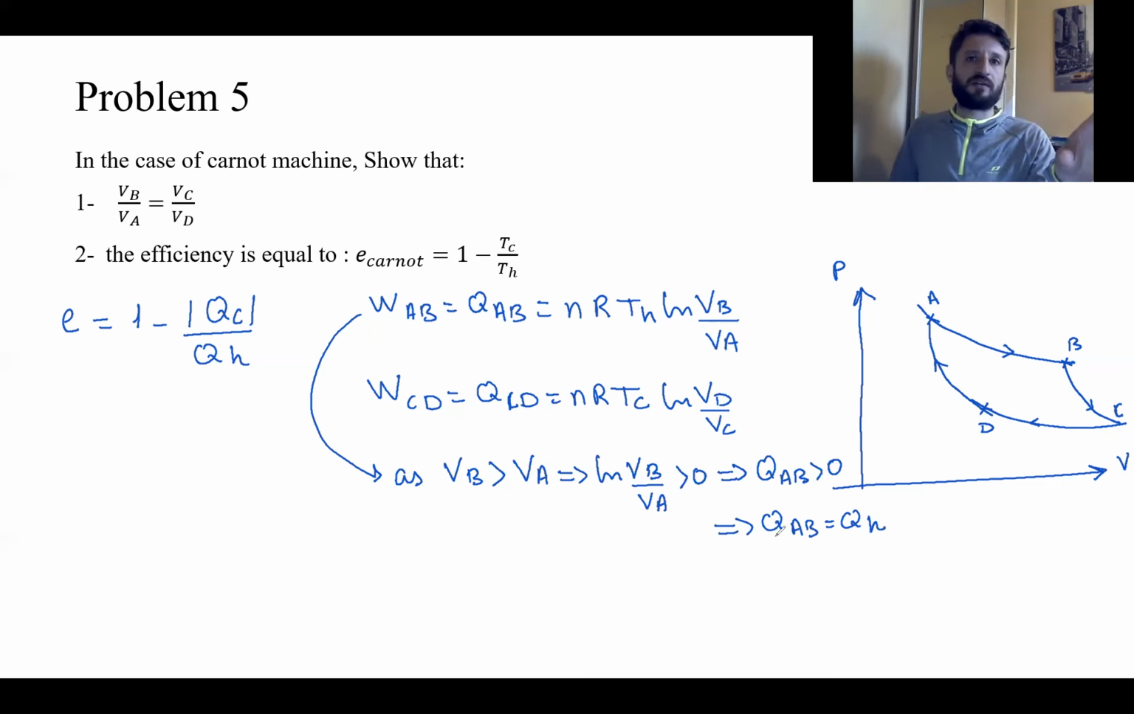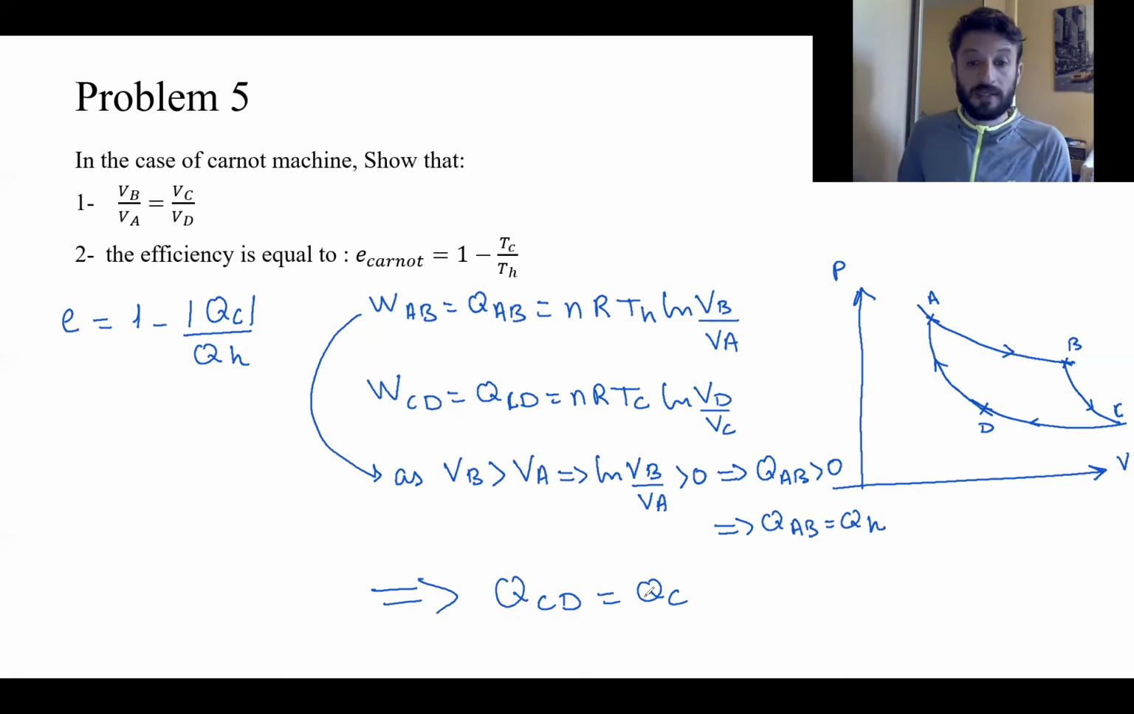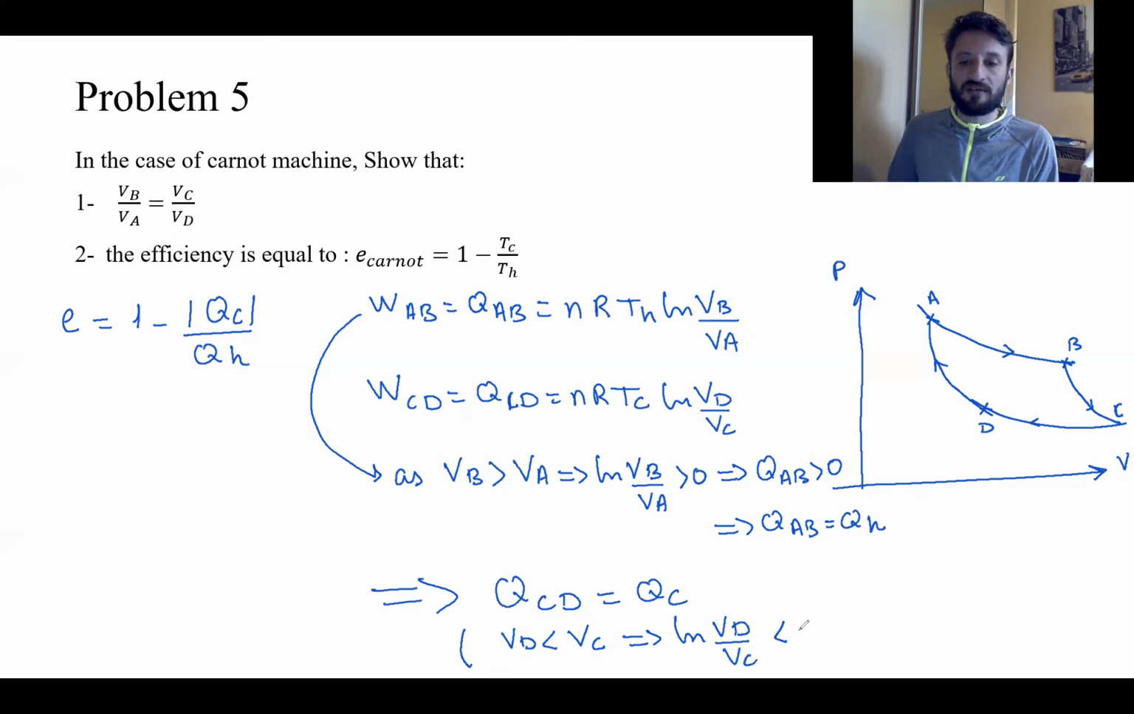If you have one is hot, the other will be cold. So QCD is Q cold. If you want to prove QCD, VD is less than VC, so ln VD divided by VC is negative, and we can say QCD is negative. It's Q cold. So now we found Q cold and Q hot.